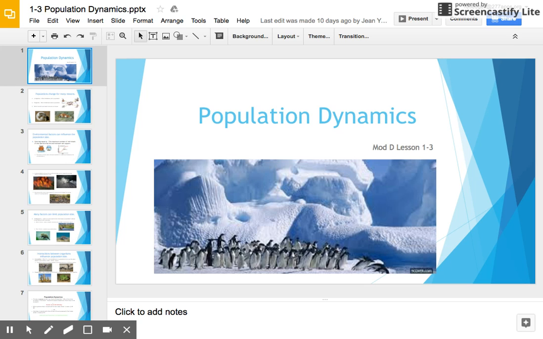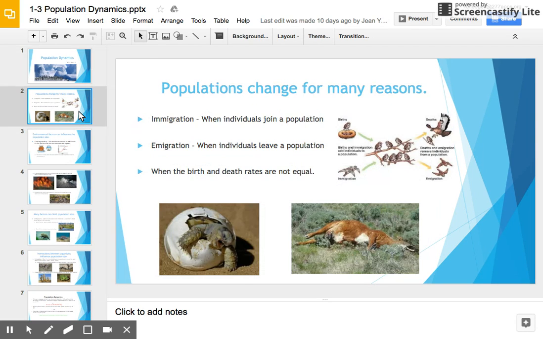This is the seminar for Module D, Unit 1, Lesson 3. The topic is population dynamics. So we'll be looking at how organisms of the same species interact when living in a group. In populations, groups of organisms of the same species can change for many reasons.